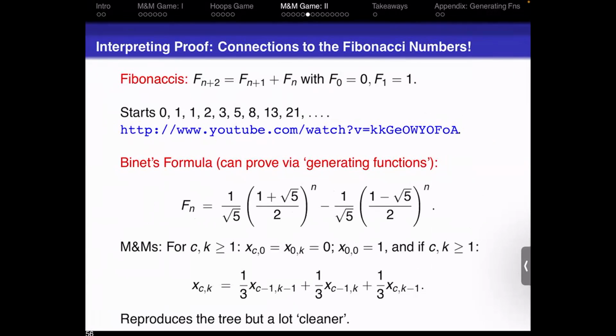What we have now is a little bit more involved problem. Let X_CK be the probability of a tie when we have Cameron with C M&Ms and Kayla with K M&Ms. So as long as C and K are greater than or equal to 1, the probability that Cam wins if he has M&Ms and Kayla doesn't is 100%.